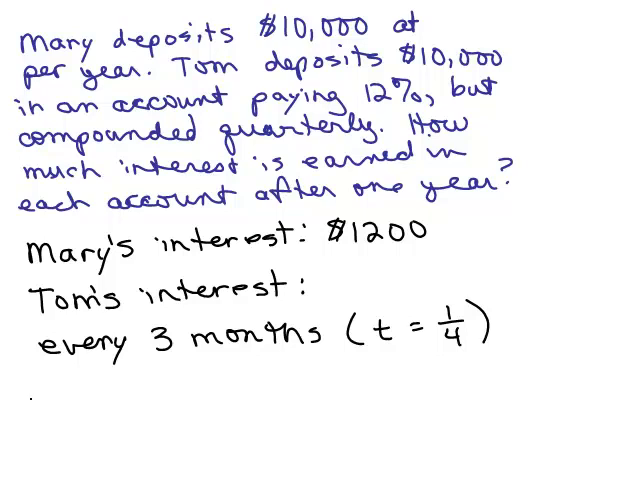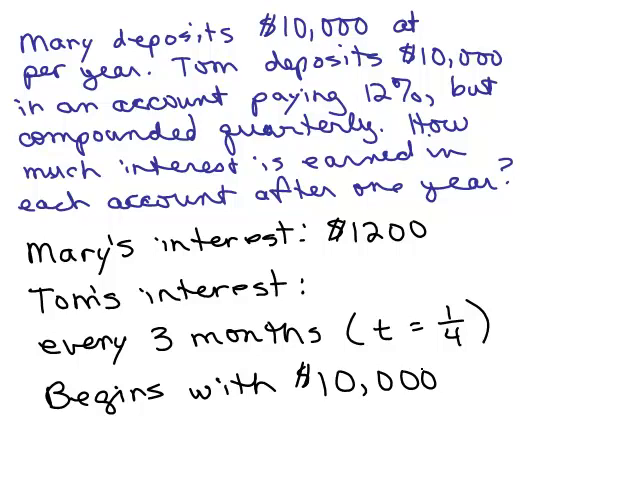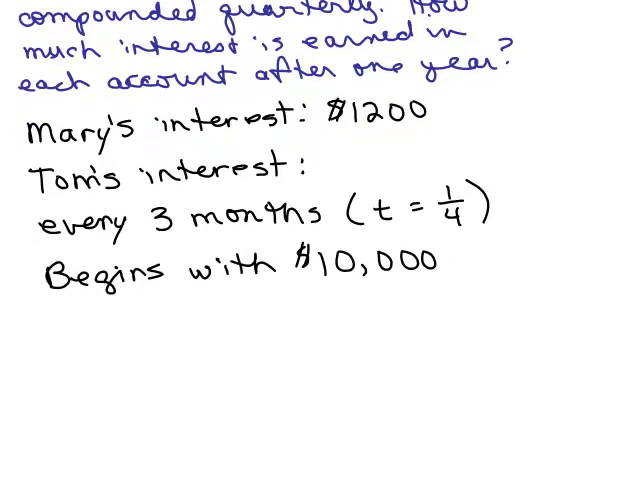Okay, so let's start out with the beginning. So he begins with $10,000, right? And it's compounded quarterly, so it's only 1/4 of a year. So let's figure out that interest to begin with. So his interest would be $12,000, I'm sorry, $10,000 times the interest rate, which is 12 hundredths, right? Times, now what is the time here? It's 1/4.